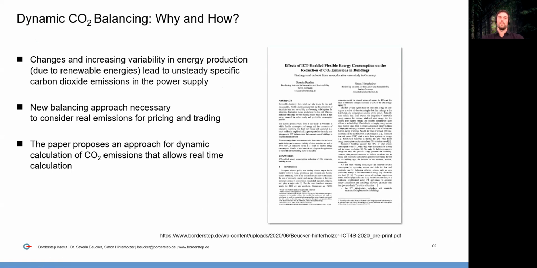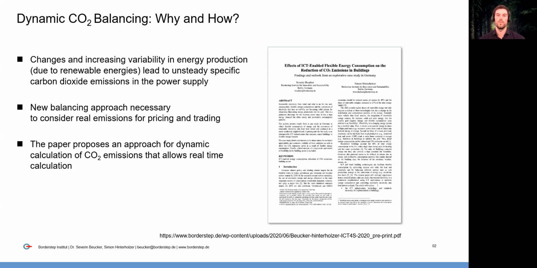First of all, why and how shall we do dynamic CO2 balancing, and what does this flexibility mean? The background is that we have an increasing number of renewable energies in the power grid, so wind power and solar power. And these are leading to a variability in the power production mixture. And from there, you can derive different carbon dioxide emissions for each hour of the year, depending on how much renewables are producing in this hour.